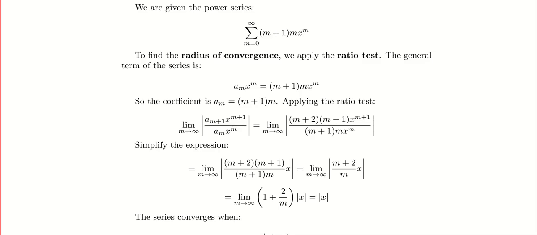In this video, we want to find the radius of convergence of the sum from m equals 0 to infinity of (m+1) times m times x to the mth power. In order to do this, we want to apply the ratio test.